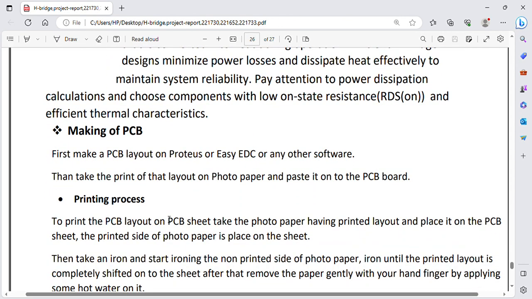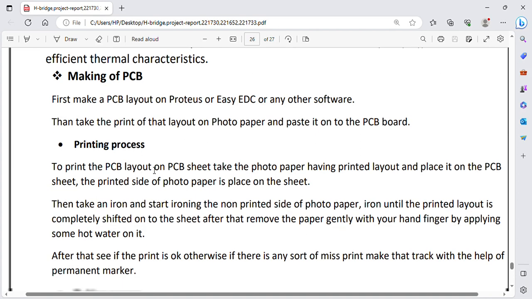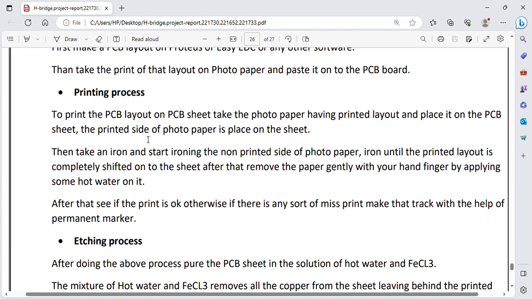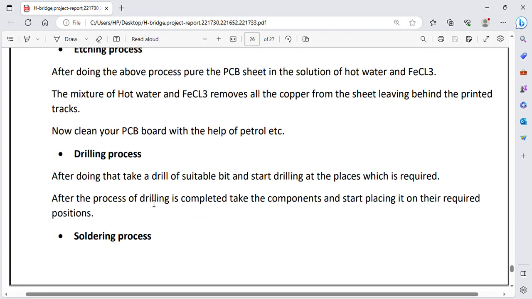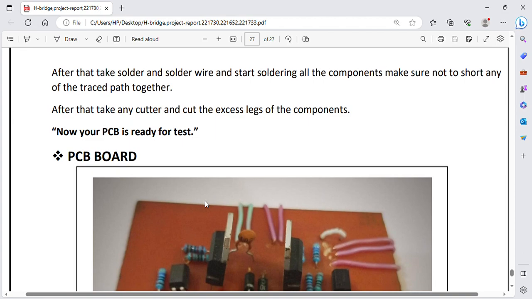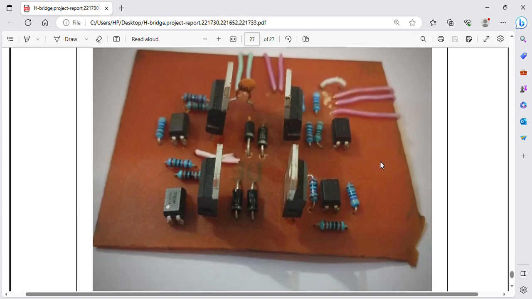Moving next, how we are able to make a PCB. This requires some processes like the printing process, etching process, drilling process, soldering process, and at the end our PCB is ready for testing. So here is our final PCB that we have implemented and tested, and our testing video is also uploaded.